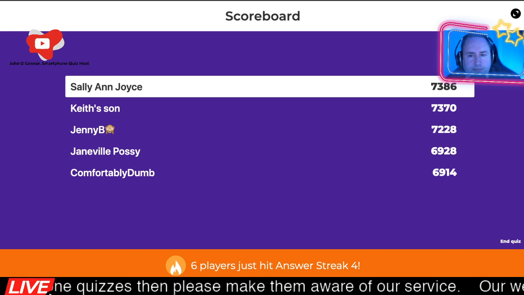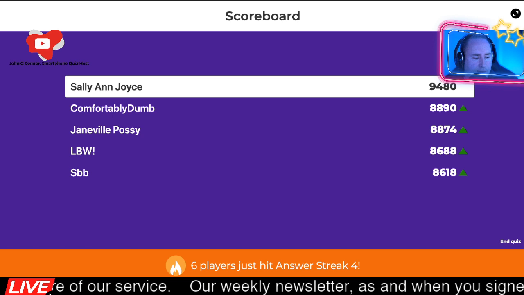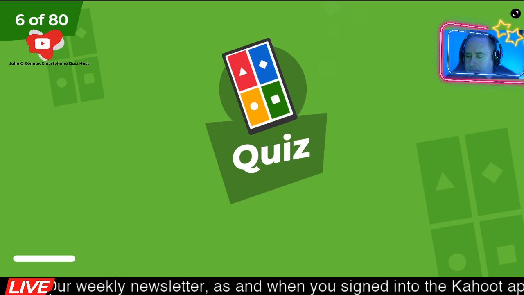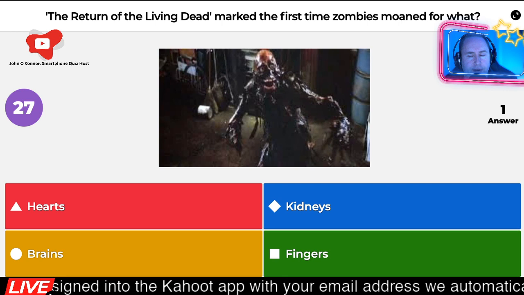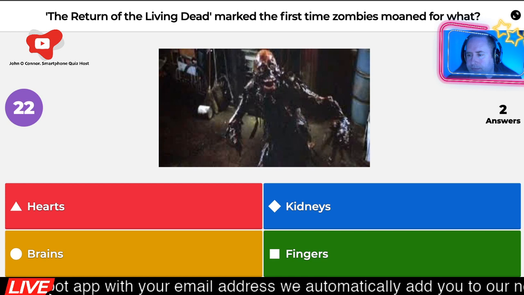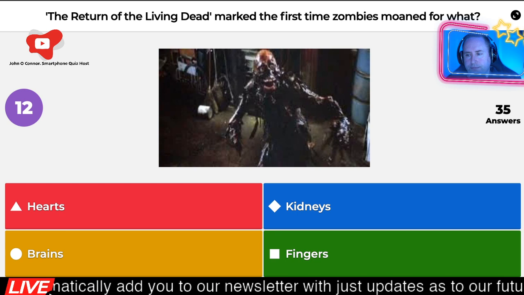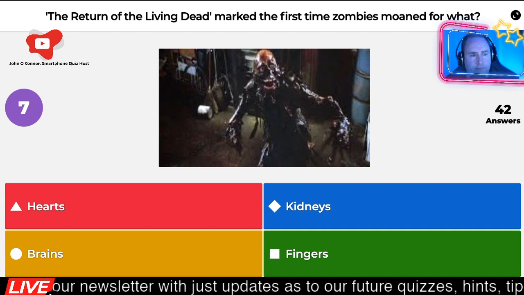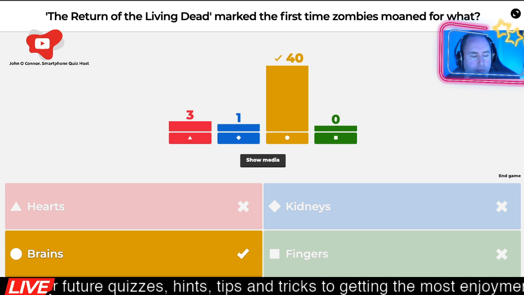Comfortably dumb in second place. Janeville Posse in third. LBW is showing their face in fourth place. SBB in fifth. Here is question number six. The return of the living dead marked the first time zombies moaned for what? Hearts, kidneys, brains, fingers. 40 correct answers. It is for brains is the correct answer.